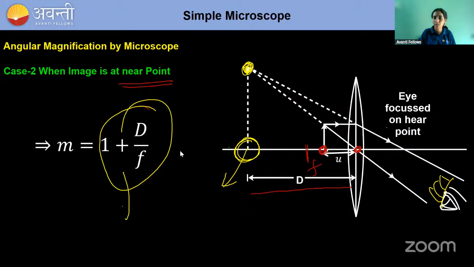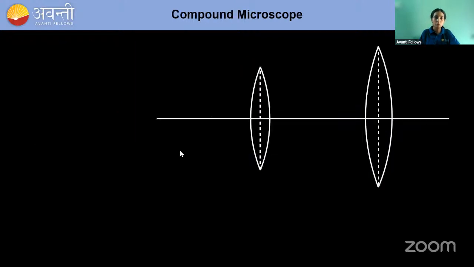this is not the desirable thing to go for, because here there is a lot of stress on the eyes. So we opt for the simple microscope, which forms the final image at infinity, though its magnification is less. Okay, so we have studied both cases. What happens in a compound microscope? In a simple microscope we cannot achieve more magnification, because there is only one lens to magnify things. In a compound microscope, we take two convex lenses so that we can have more magnification.